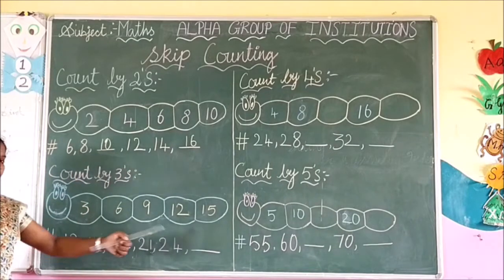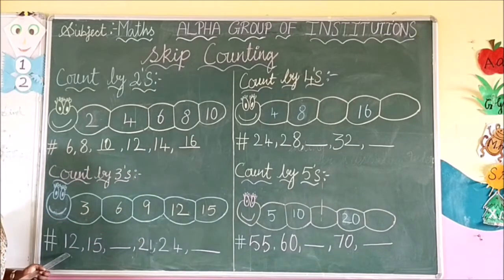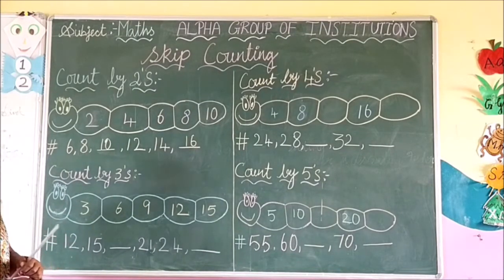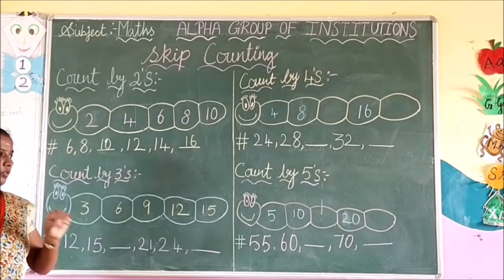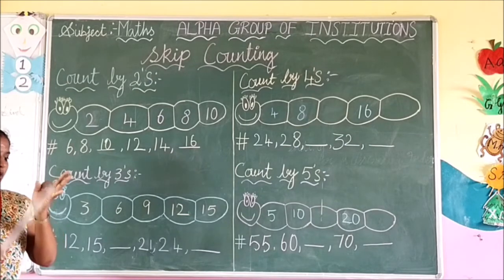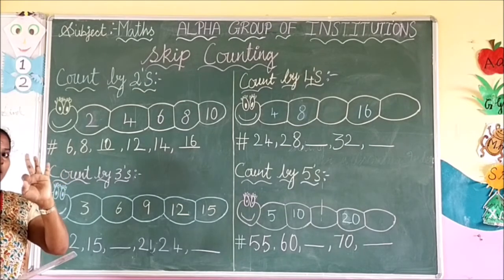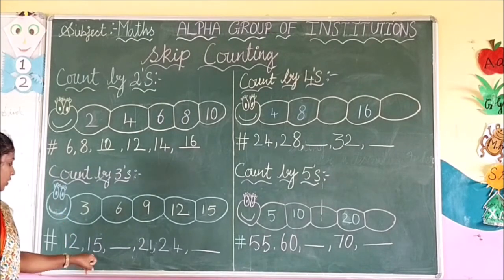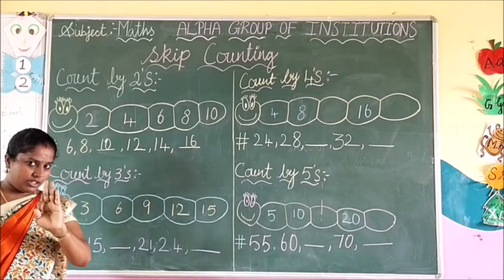This is skip count by 3. Now the next sum. This is also skip count by some number. Shall we find out by how many? So 12. What is the next number? 15. So after 12, 13, 14, 15. So skip count by 3. After 15, I have to say the skip count by 3 numbers.